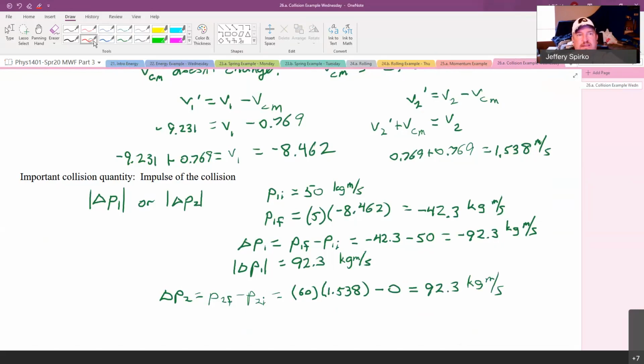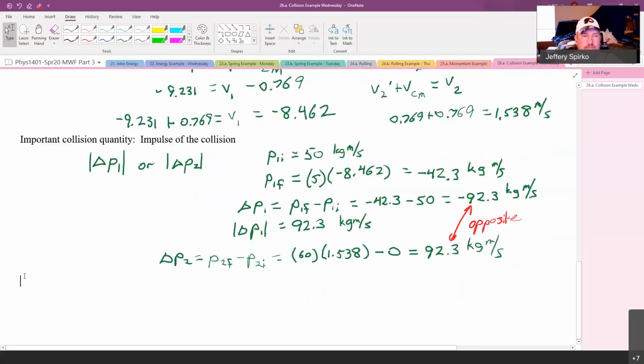Note that these two values are opposite to each other. And that's because the momentum that was taken away from the ball, the 92.3 kilogram meters per second, is given to the person in that collision. And one more thing we have to calculate.